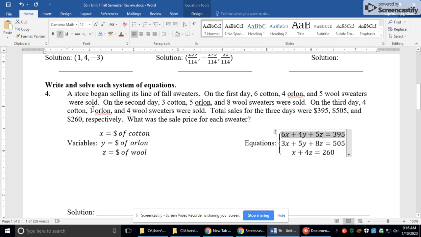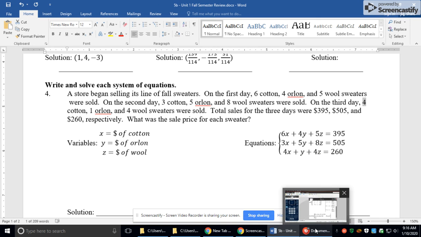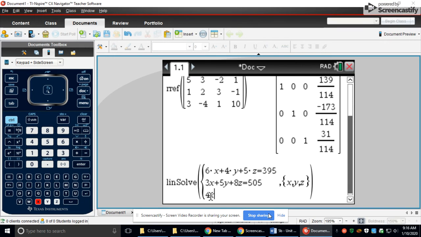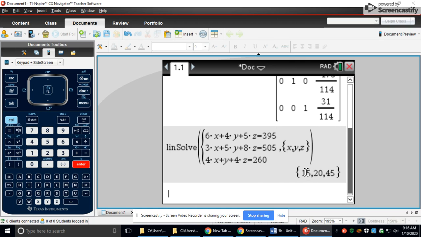And then the next one says x plus 4z, right? Wait, where am I at? On the third day, 4 cotton, 1 Orlon, 4 wool sweaters. I'm glad I reread this. 4 cotton is 4x. 1 Orlon would be 1y, so just y. And then 4 wool sweaters was 4z. So yeah, I just missed that 4 right there. Okay, so 4x plus y plus 4z equals, and it was what, 260? Yeah, 260. So you can type it in exactly as they appear. You press enter and look at that. 15's x, 20's y, 45 is z.